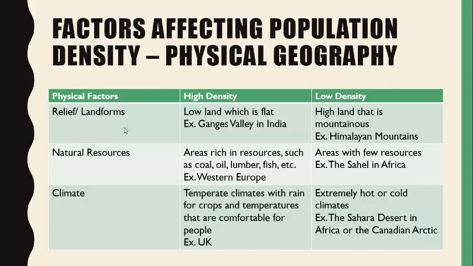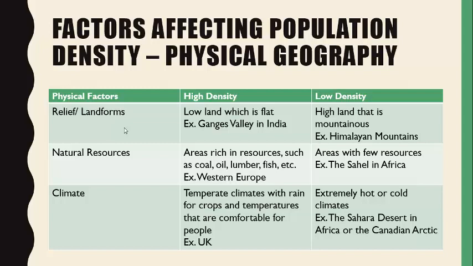Natural resources also play a factor. So areas which are rich in resources, so things such as coal, oil, lumber, fish, etc., they are going to support a higher population. So think Western Europe. And then on the other hand, places with few resources aren't going to support as many people. They'll have a lower density.